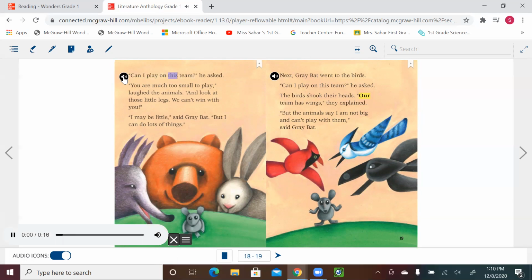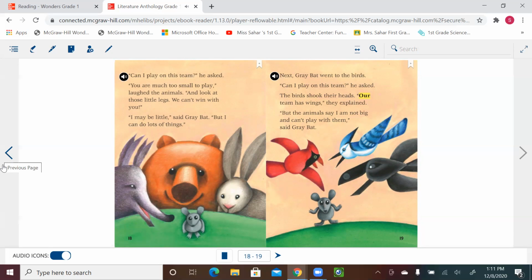"Can I play on this team?" he asked. "You are much too small to play," laughed the animals. "And look at those little legs. We can't win with you." "I may be little," said Gray Bat, "but I can do lots of things."